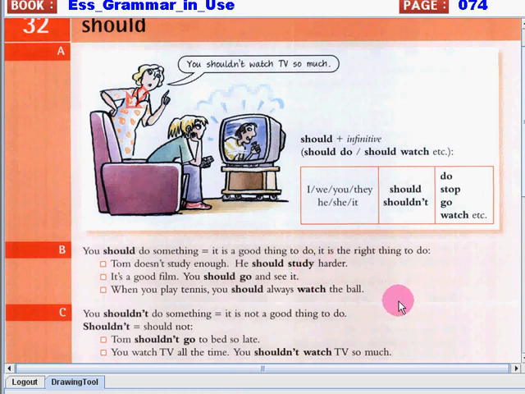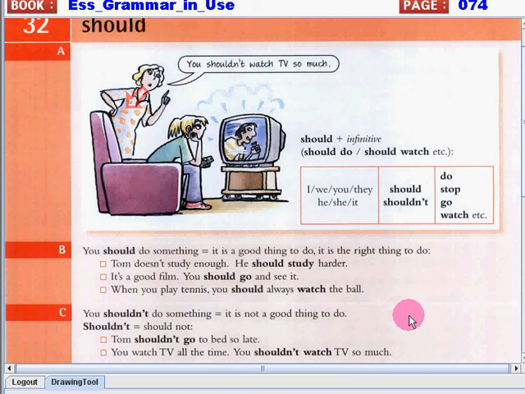Next, when you play tennis, you should always watch the ball. Here, we are giving an advice. We are saying that it is a good thing or a right thing to do if a person will watch the ball. So, a person should always watch the ball when that person is playing tennis.